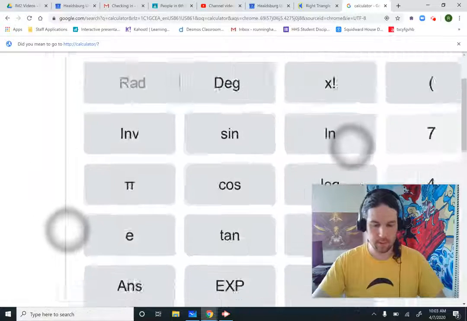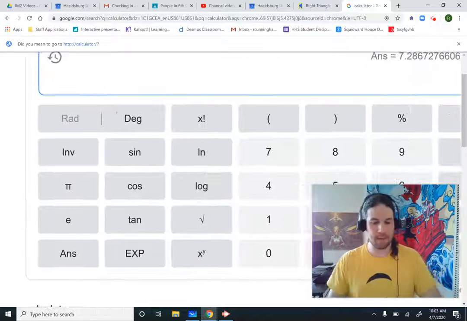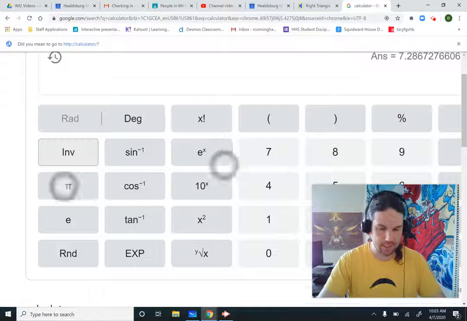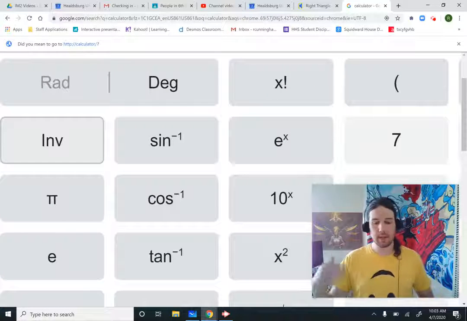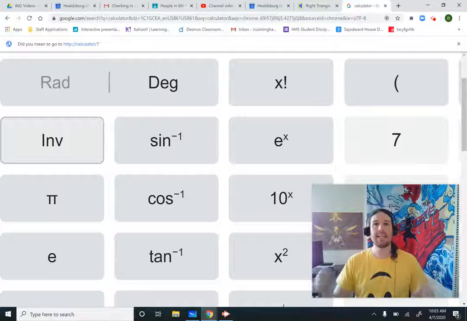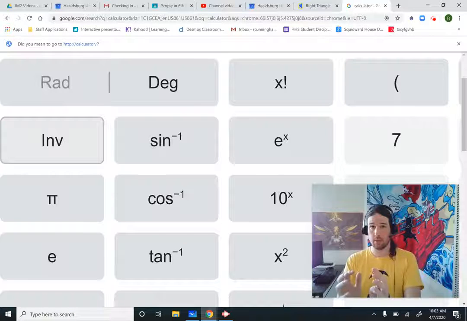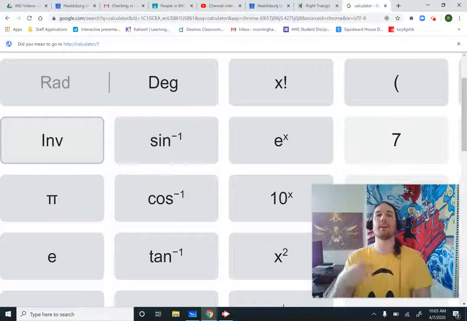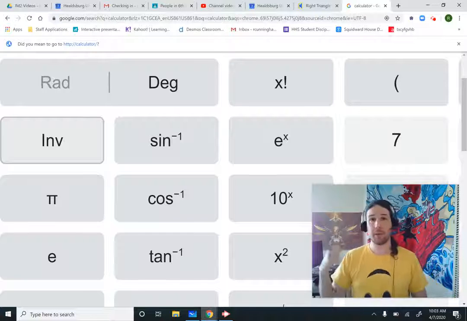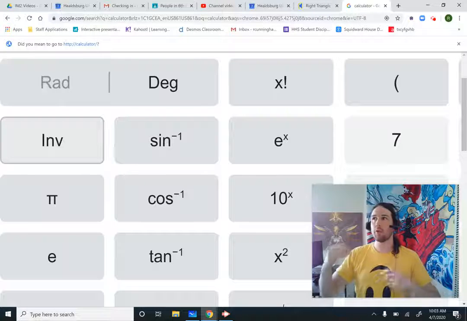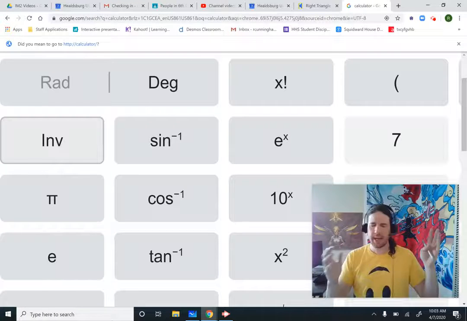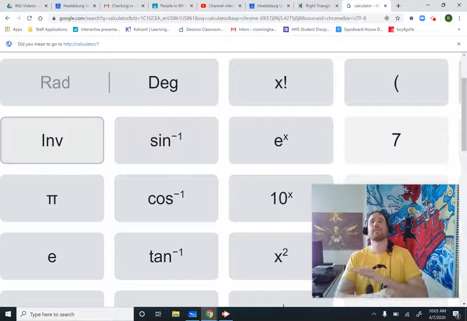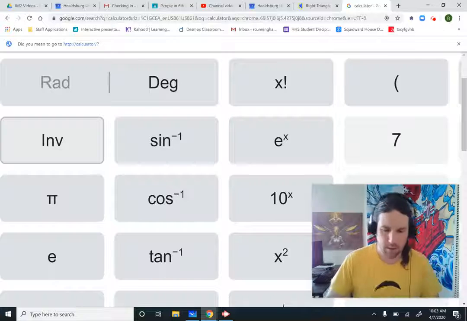So if I hit that button, inverse, do you see how the sine, cosine, and tangent have all changed to sine -1, cosine -1, tangent -1? Now when we hit that button, it will take the ratio that we feed it and give us the one angle that matches to that ratio. So once you know the ratio of the two sides, you can use that to find the angle, which again, if you're building things, is just ridiculously, ridiculously useful.